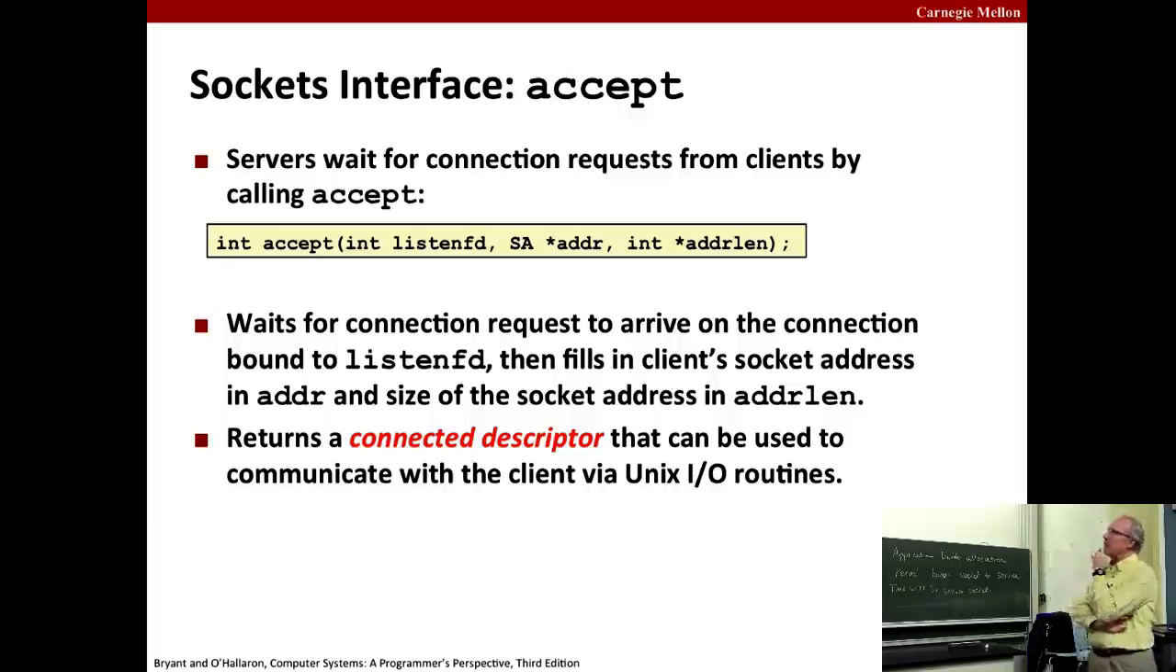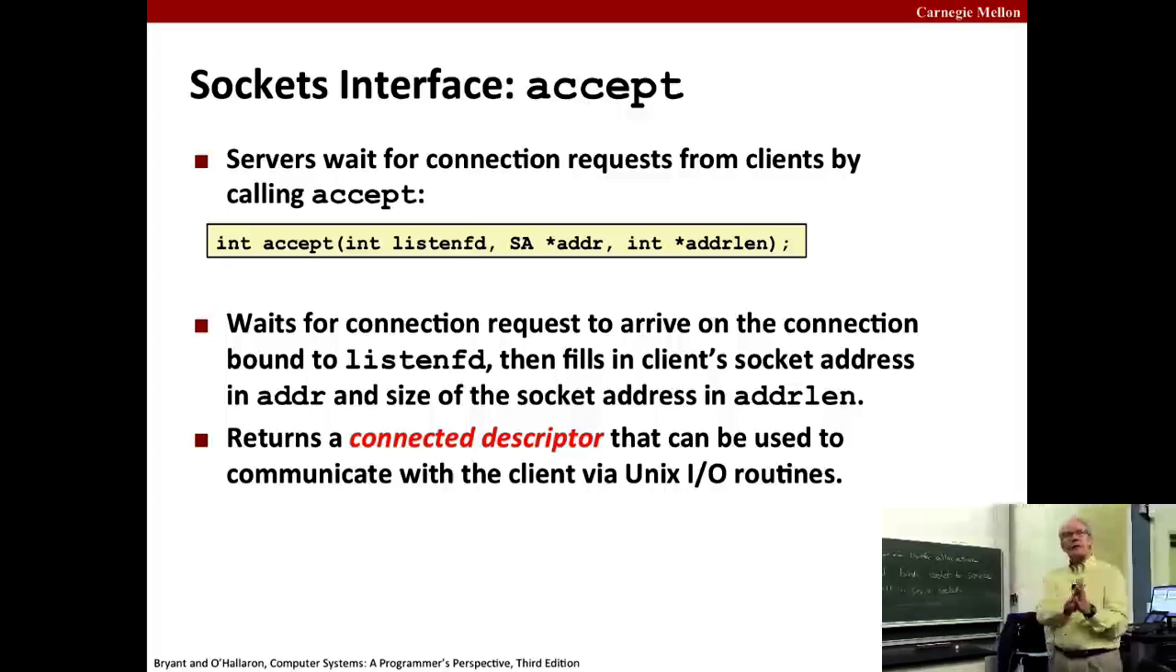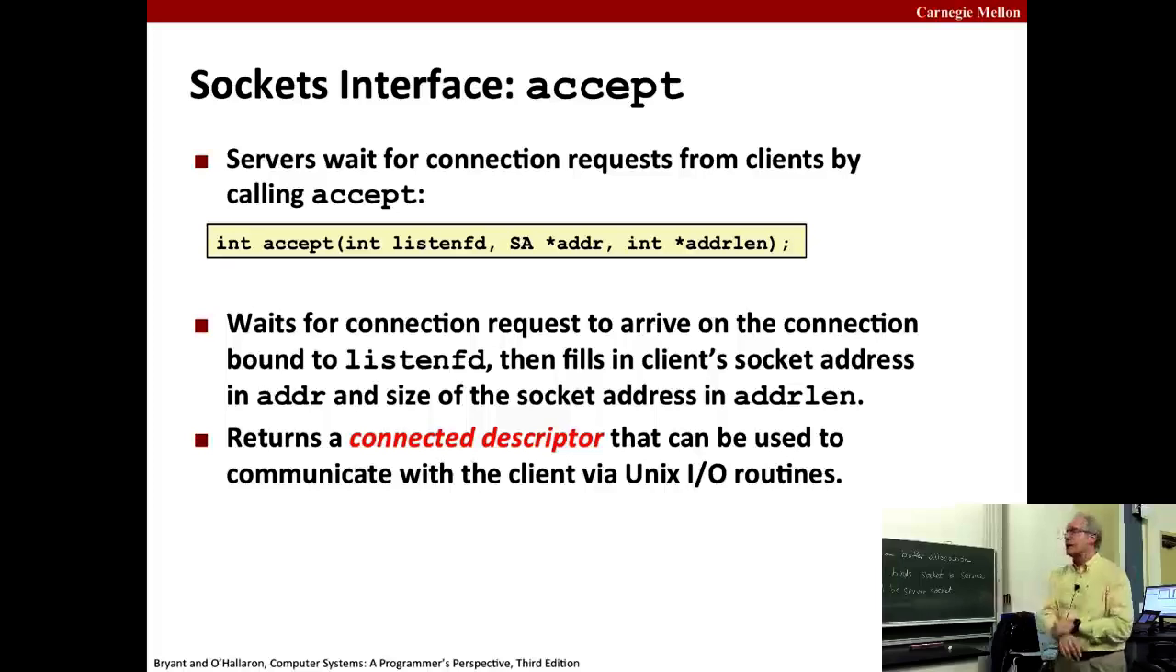And now the interesting thing is accept will return yet another file descriptor. So the first file descriptor is the sort of generic one, and basically accept will just hang there and wait until some client makes a connection. And when it does, it will set up a new socket with a new file descriptor that the server then uses to communicate with the client. I'll talk about why it's a different file descriptor in just a second.